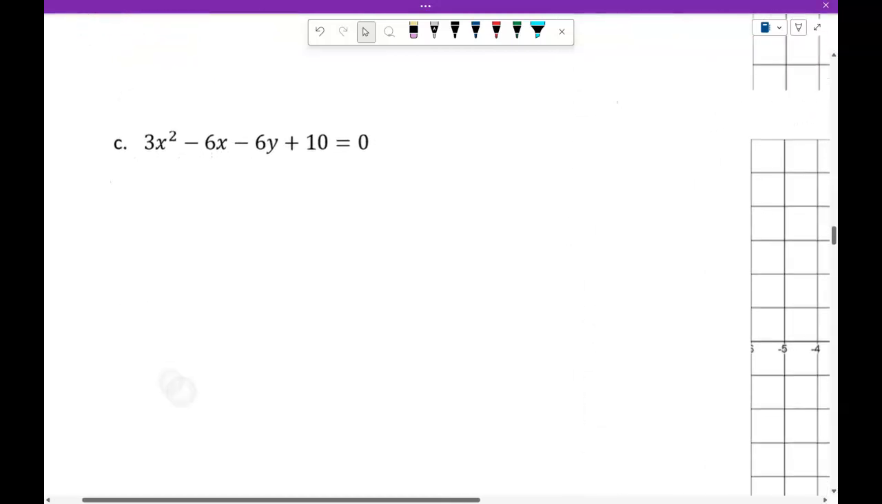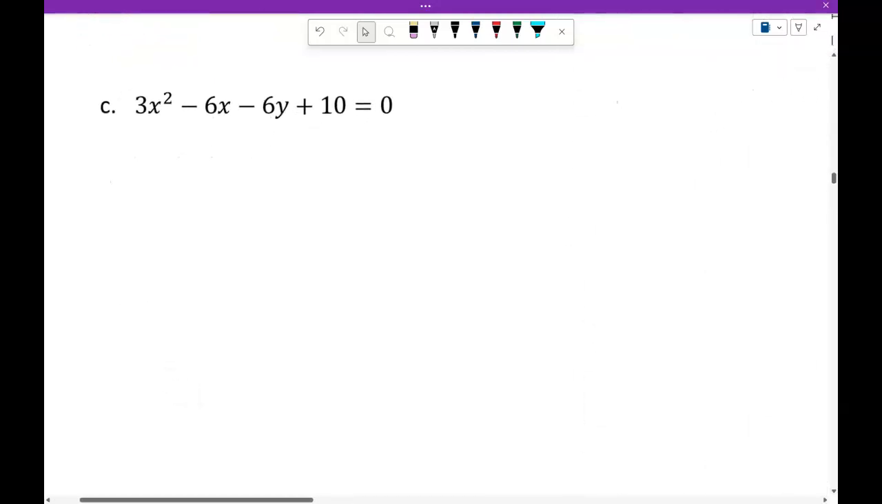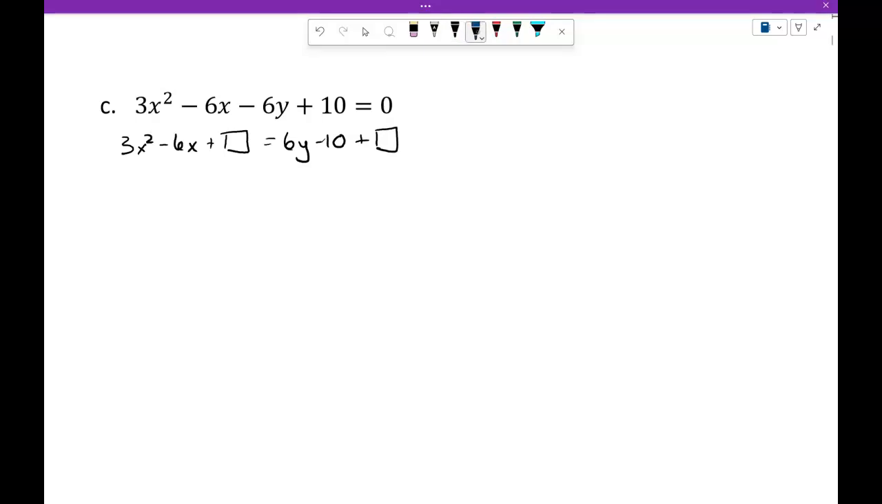Last one here. We want to start by completing the square. Since we have x squared, we want to move all of the non-x terms to the other side of the equation. So we'll have 6y minus 10. And here we have a leading coefficient of 3, so we do need to factor that out first. And remember that on the right side, we're going to multiply this box by 3. So we put 1 to complete the square.